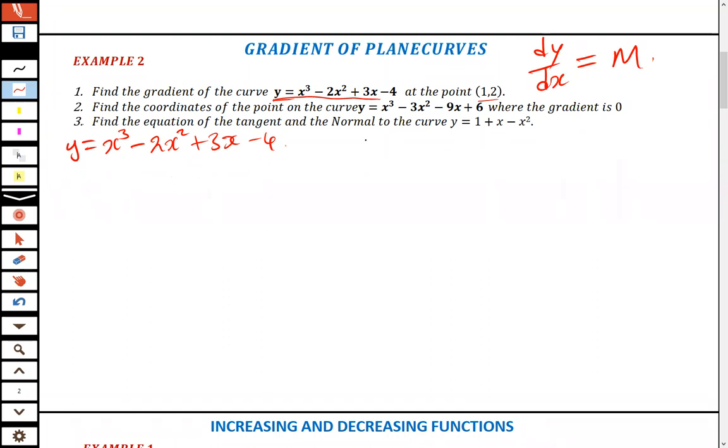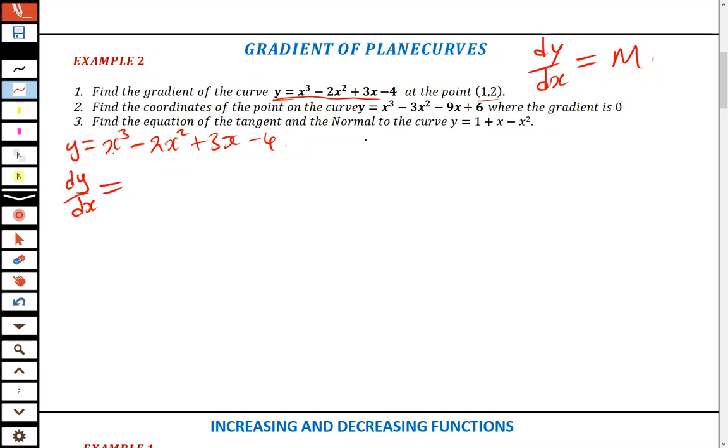Let us find dy dx. As we can see, this is a polynomial. When I'm dealing with polynomials, you differentiate individual terms depending on the type of that term. If, for instance, you have sine theta somewhere, you differentiate it exactly the way you differentiate sine. So let us find dy dx.